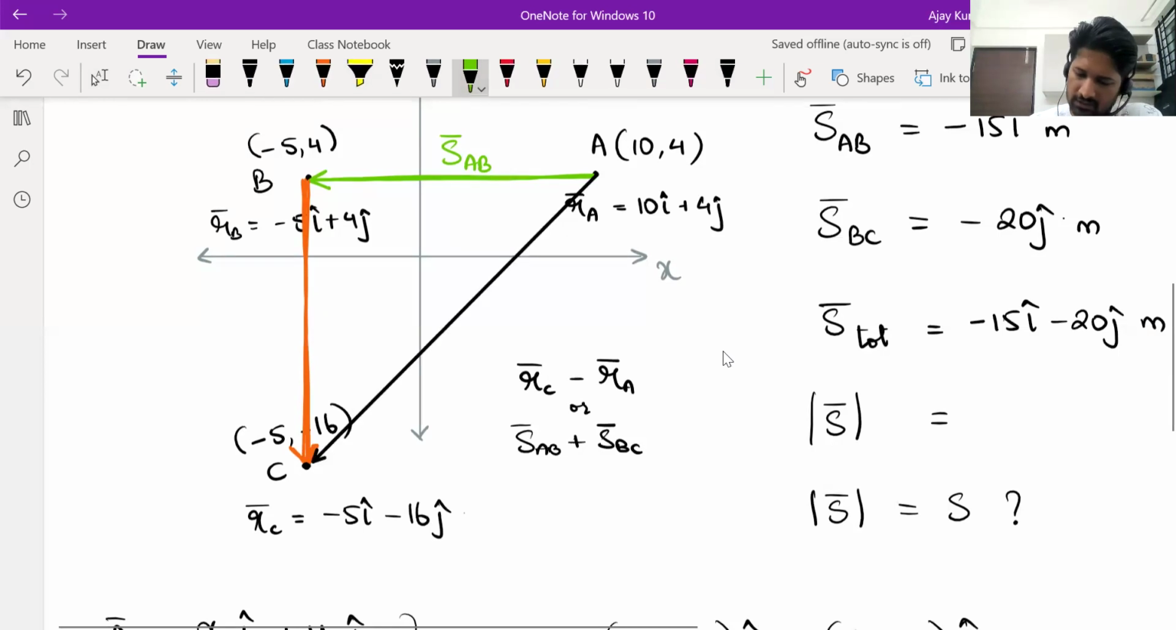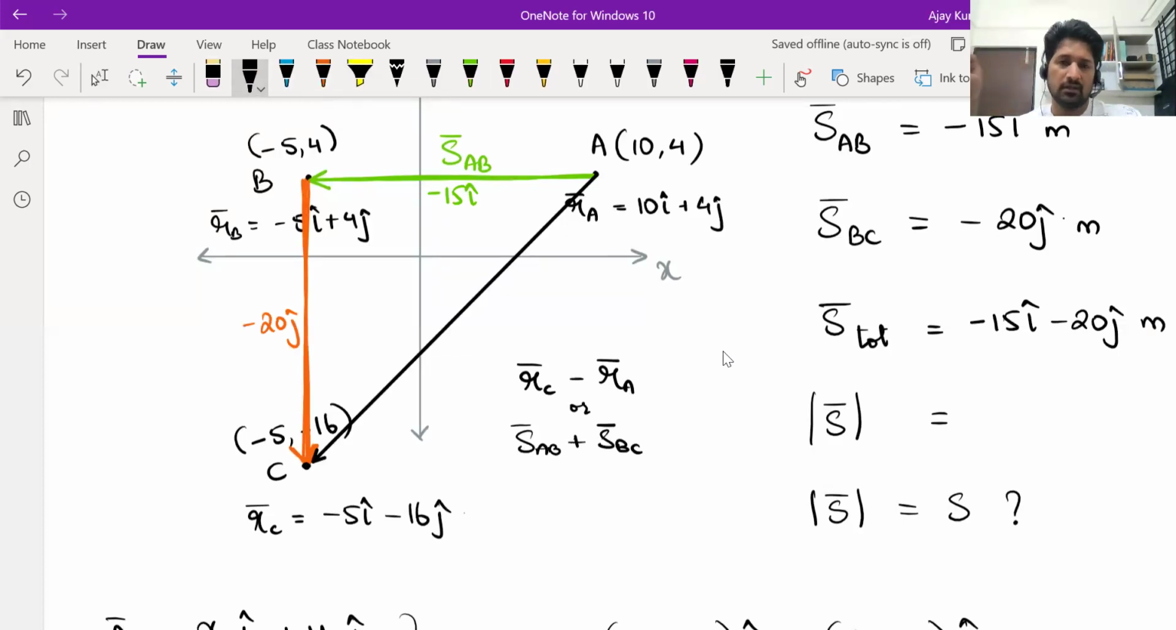Okay. This green one is minus 15 i cap. The orange one, since it is pointed downwards, it's a minus j cap, so minus 20 j cap. And the black one is the sum of those two. You can see the tail of the orange one is at the head of the green one. Then the resultant will be drawn using the triangle law, and you can see the triangle forming on the screen. So this is minus 15 i cap minus 20 j cap, the sum of those two vectors.